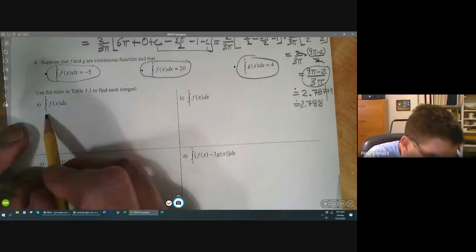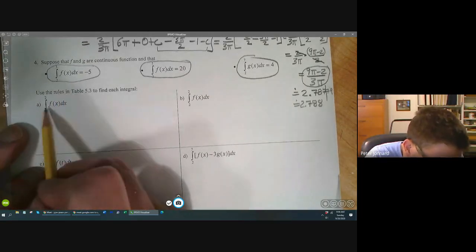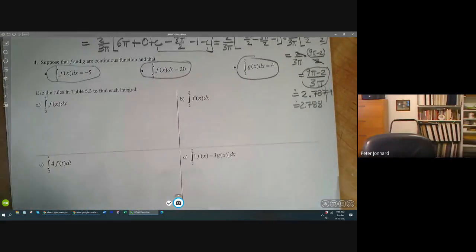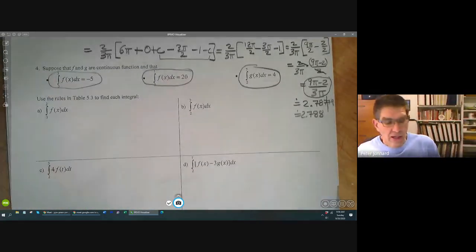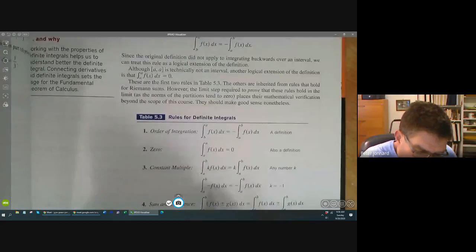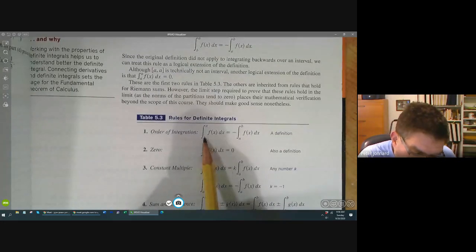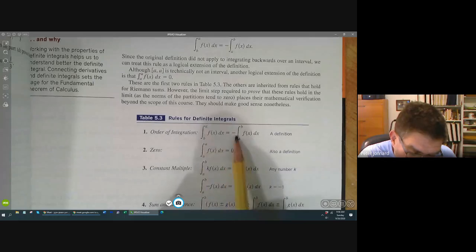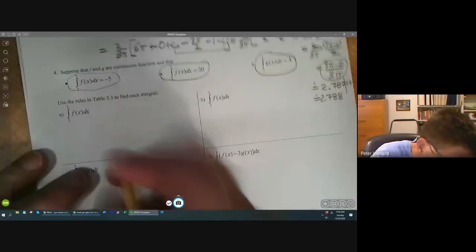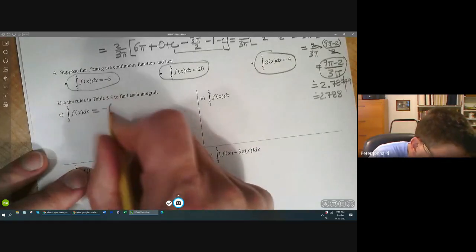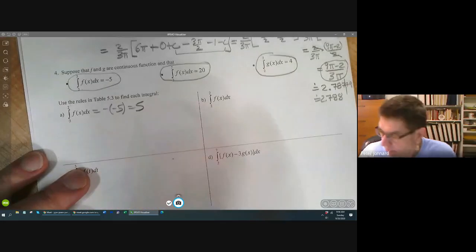If I integrate f of x from 3 to 2, I'm just changing the bounds of integration. And so they have that listed here. They call that the order of integration. So if you integrate from B to A, that's the opposite of if you integrate from A to B. And so that's the order of integration rule. And so this would simply be the opposite of -5, which would just be 5, like so.